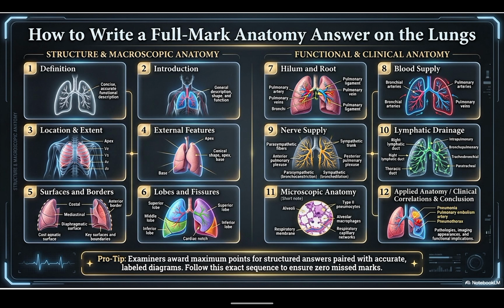After writing the definition or introduction, you go over to the location and extent, go over to the external features, surfaces and borders, lobes and features. Then after this, and these are all the structures and macroscopic anatomy, you now move over to the functions and clinical aspects. So before you move over to the clinical aspects, you start with the hilum and roots, the blood supply, the nerve supply, the lymphatic drainage.